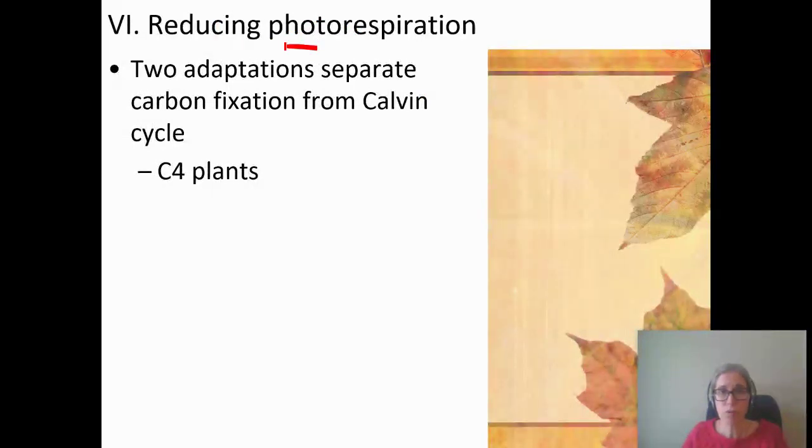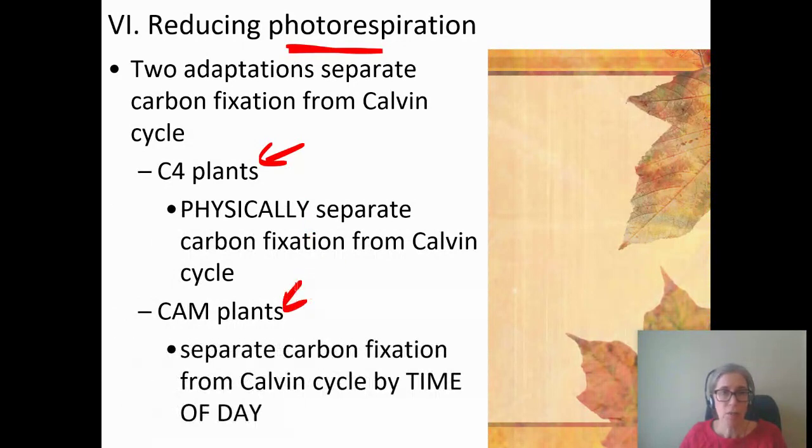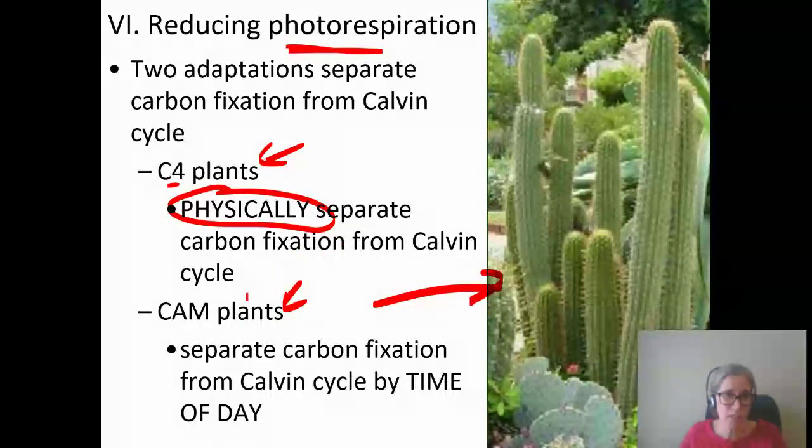So to reduce photorespiration, there are some plants, like certain grasses and cacti, that have adaptations to sort of make photorespiration less, to decrease the amount of photorespiration. So there are C4 plants, and then there are CAM plants. So I'm going to talk about each of these. These would be CAM plants right here. C4 plants are grasses. C4 plants will physically separate out Rubisco from the light reactions, and CAM plants will separate them by time of day. So that won't really make sense till I show them to you. So let's look at those.